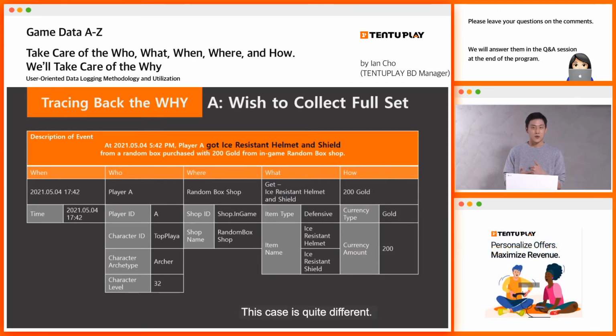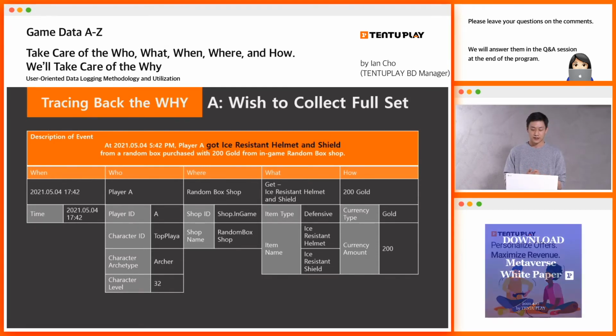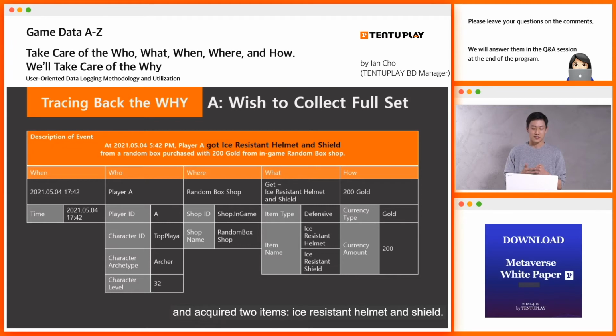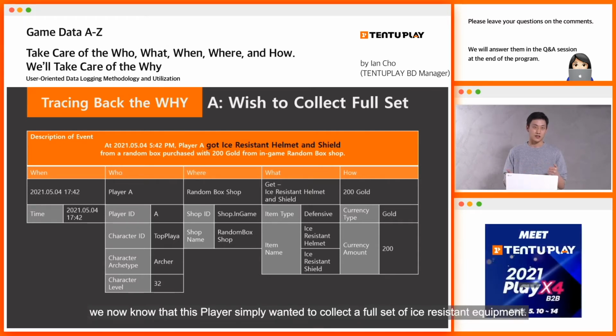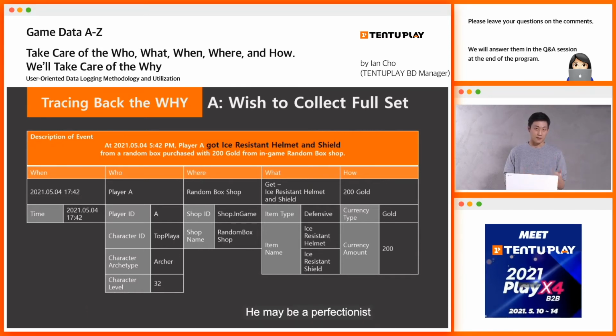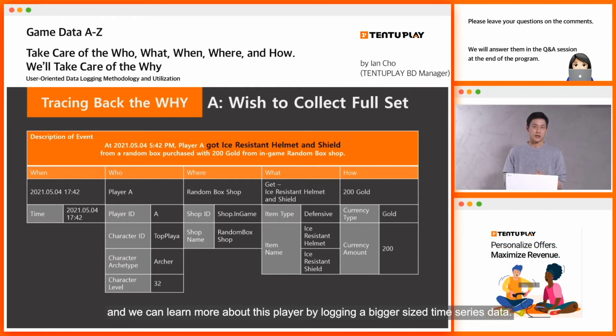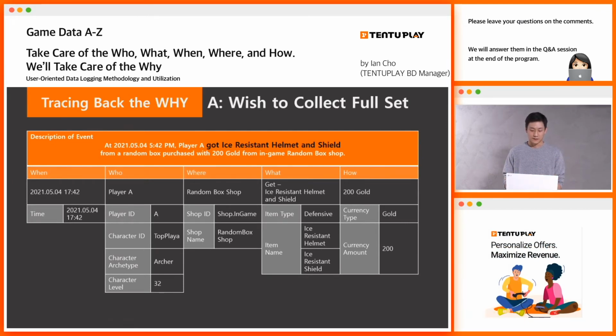This last case is quite different. A minute before the purchase, player A opened a random box, consuming 200 gold, and acquired 2 items, an ice-resistant helmet and shield. If none of his other items or runes had to do with ice resistance, we now know that this player simply wanted to construct a full set of ice-resistant equipment. He may be a perfectionist, or he may be a collector, and we can learn more about this player by logging a bigger size of time series data.